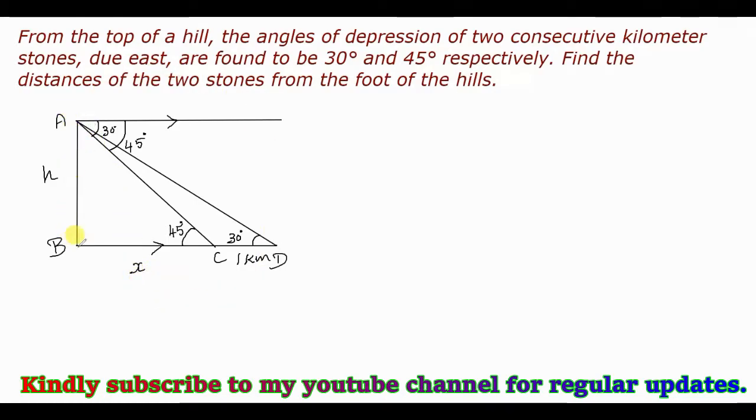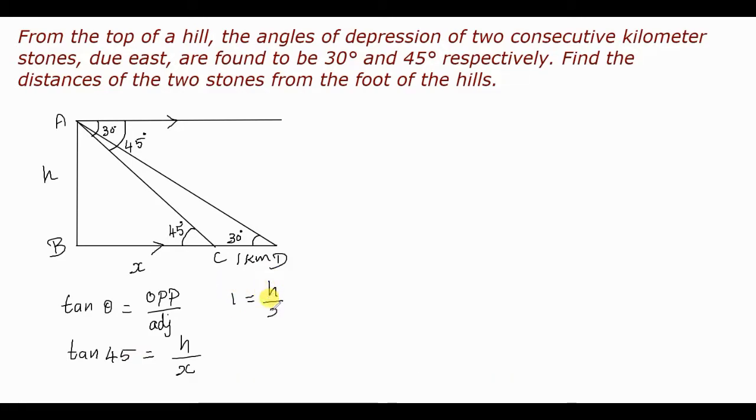So in triangle ABC, I am going to take the angle 45°. For 45°, your opposite is h and adjacent is x. So moving to tan theta. Tan theta, we know, is opposite by adjacent side. So tan 45 will be equal to h by x, and the tan 45 value we all know is 1. So 1 will be equal to h by x. When we cross multiply, we will get h equal to x. Mark this as equation 1.